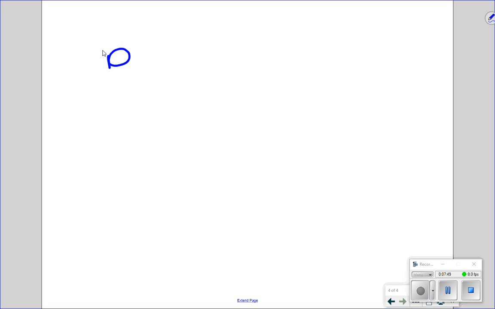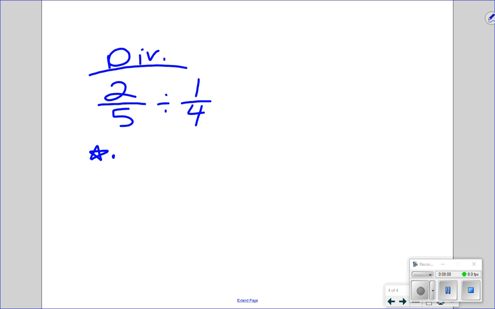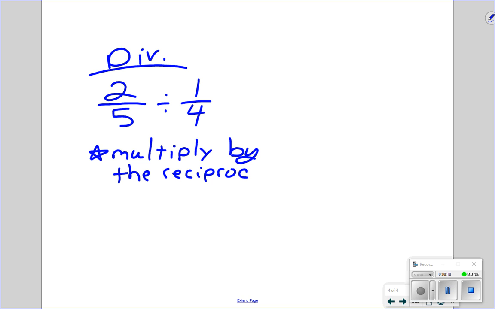Okay, and lastly is division. Again, we do not need a common denominator to divide fractions. If I want to divide, say, 2/5 divided by 1/4, we convert division to multiplication. There's not a rule per se for dividing fractions. What we do is, and write this down, you might want to pause it, you're going to multiply by the reciprocal. So the reciprocal being the flip, basically, of the second number.